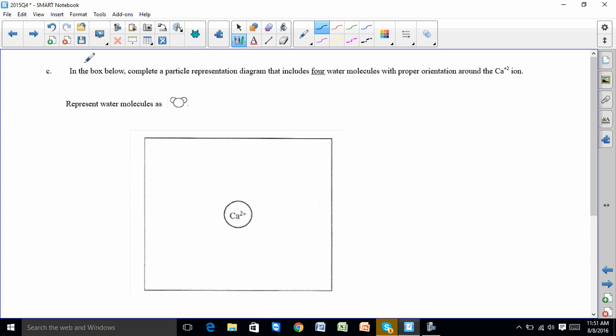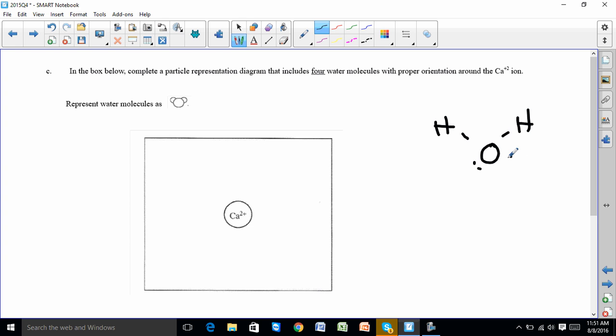In the box below, complete a particle representation diagram that includes 4 water molecules with proper orientation. I always tell you that water molecules look like Mickey Mouse ears. So here's the deal. Here's what's going on with water. It's one of the most polar compounds.